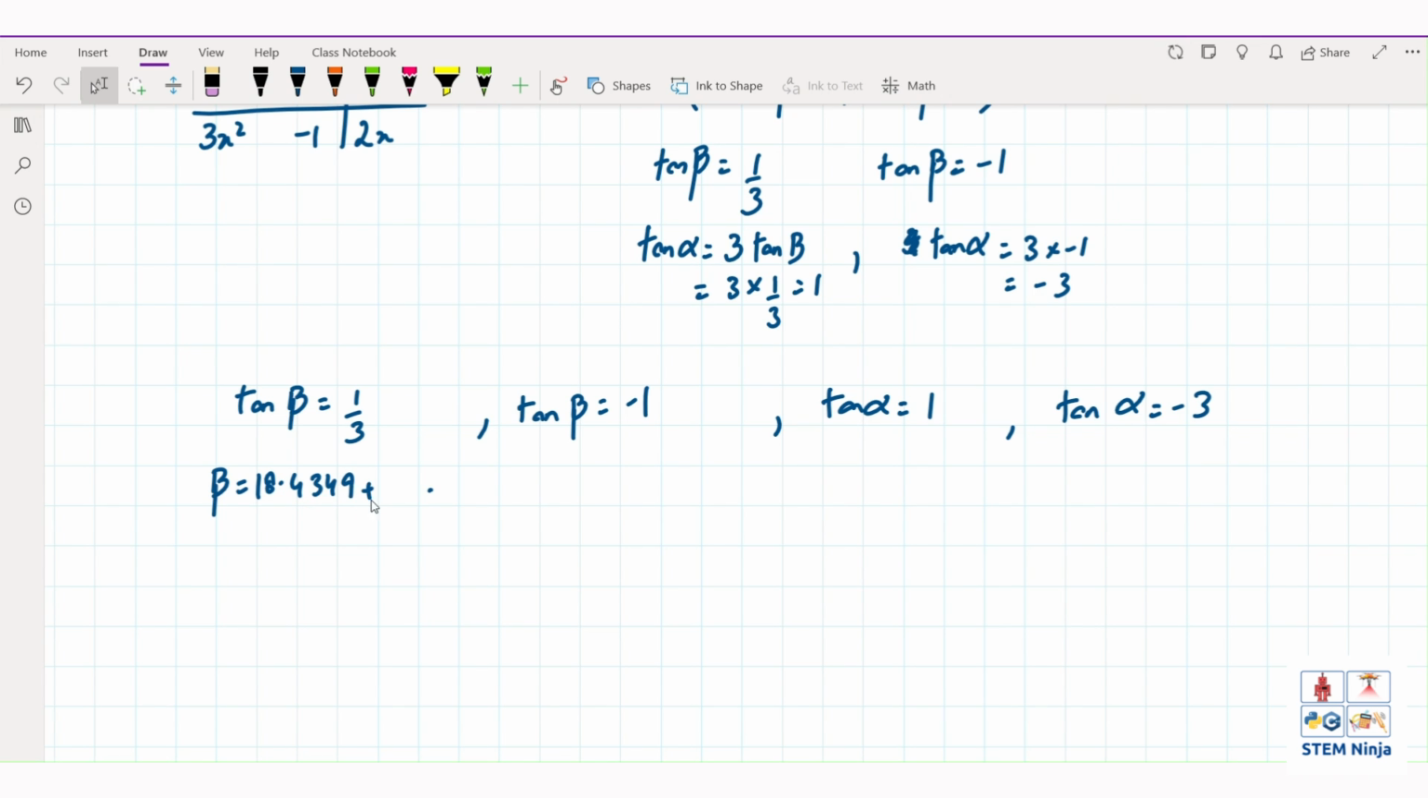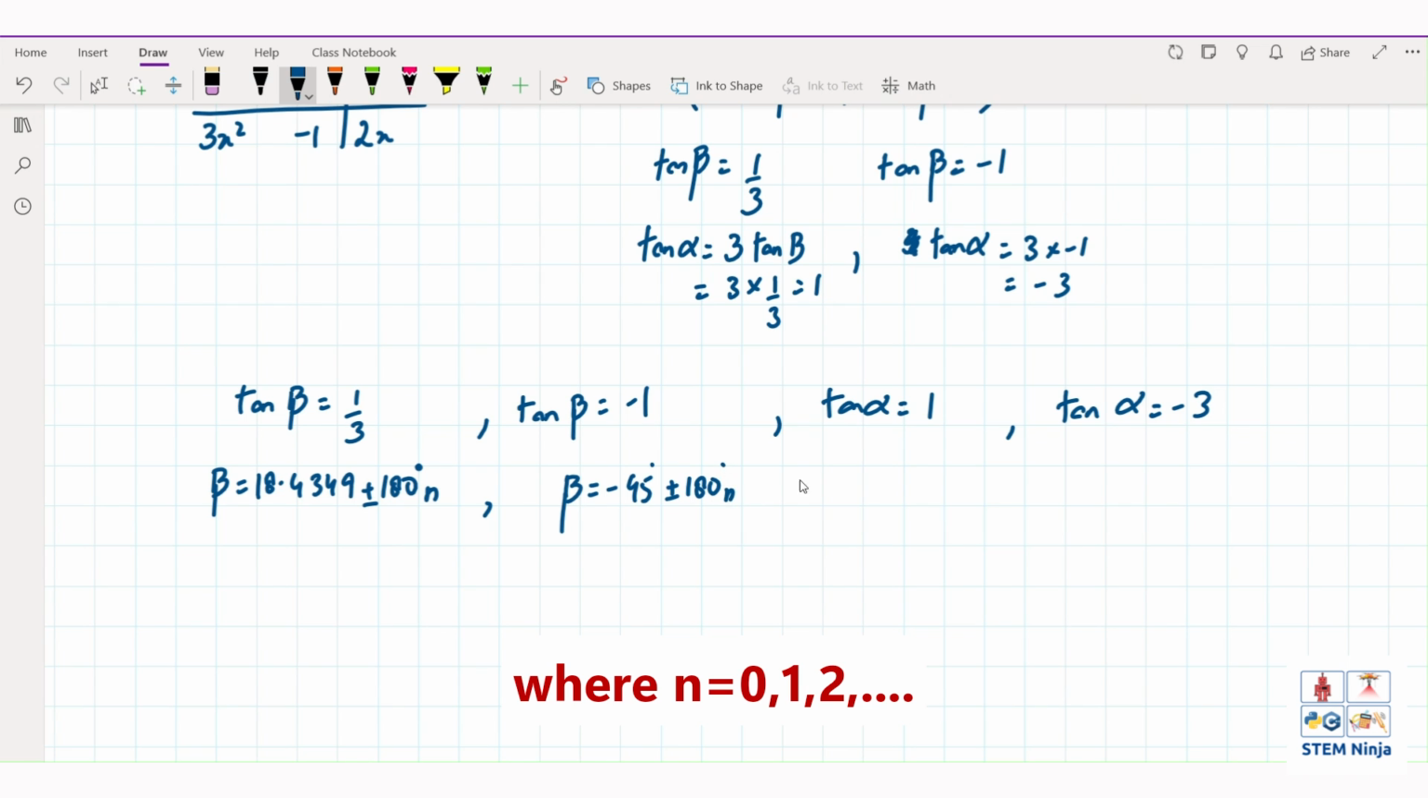And plus or minus 180 degrees n. We will write the condition for n in a second. Similarly, tan is minus 1 at minus 45 degrees, so minus 45 degrees plus or minus 180 degrees n. Tan is 1 at 45 degrees, so 45 degrees plus or minus 180 degrees n.